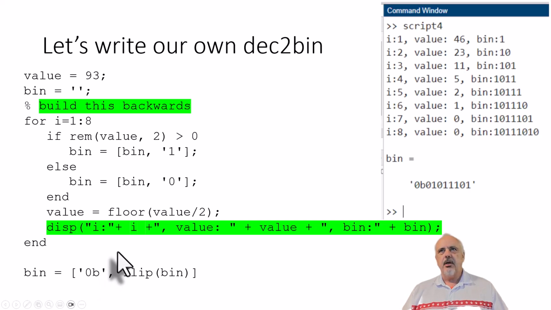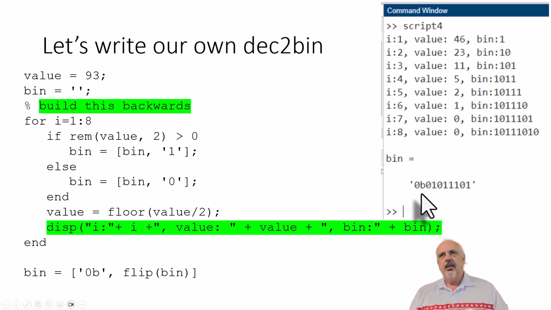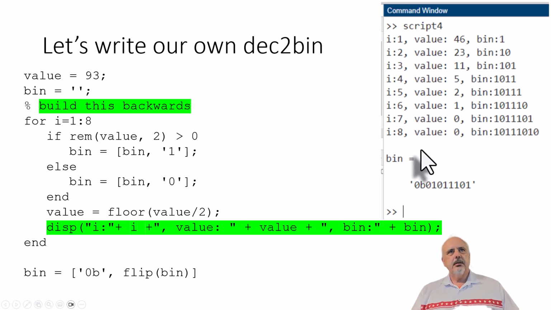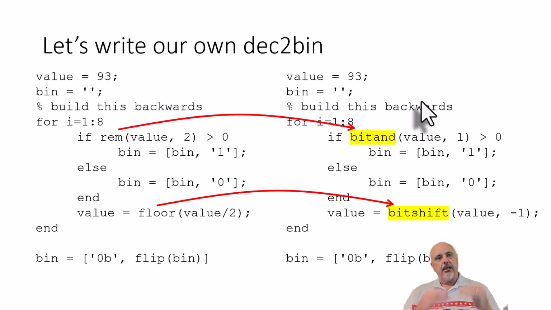Let's see what happens. I run it. I call this script 4. First time through, as I was saying, my value at the end of the first loop is going to be 46, and the bin is only going to be 1. That's all I've got. Then slowly but surely, I append whatever bits I need until I get all the way to the end. This is 5D backwards. Then I flip it around and do a prefix of 0b. So that's how it works, and that's the remainder floor technique, okay?